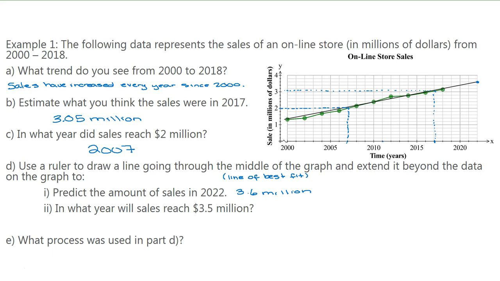Now in what year will sales reach 3.5 million? So that is in between this line and this line. So say right here. If I go straight down, I say that's close to 2021, somewhere in that year. Now what process did we just use in part D? Well, because I extended the line and then I estimated, I just extrapolated. So we used extrapolation.